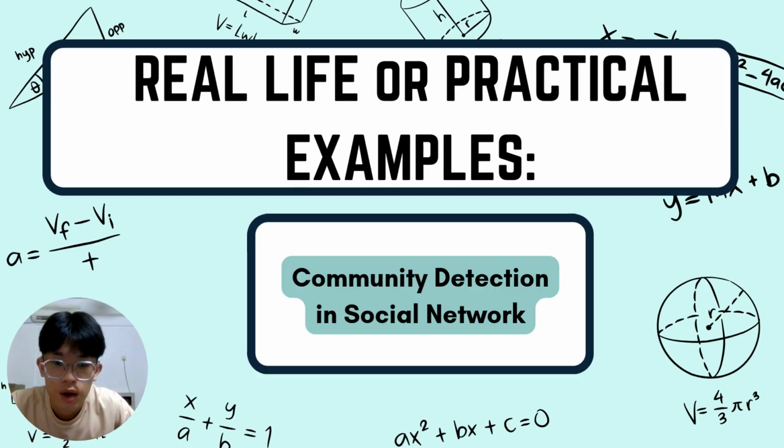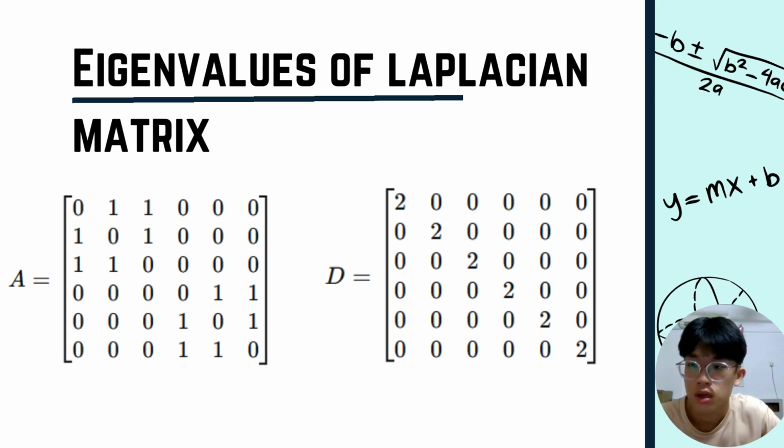Next, I will explain community detection in social networks. Consider a small social network with 6 users represented as a graph with the following adjacency matrix A. Interpretation: users 1, 2, and 3 are connected, forming one group. Users 4, 5, and 6 are connected, forming another group. No connections exist between these two clusters. The degree matrix D is a diagonal matrix where each diagonal entry represents the number of connections, or degree, for each node.